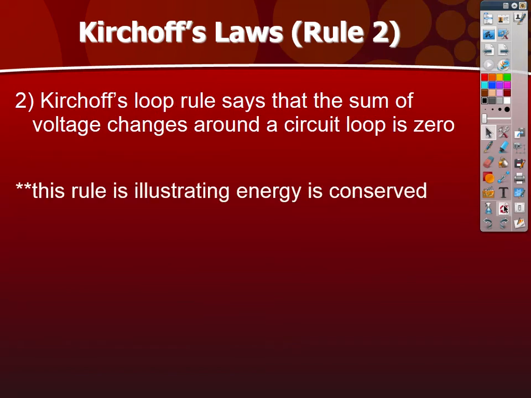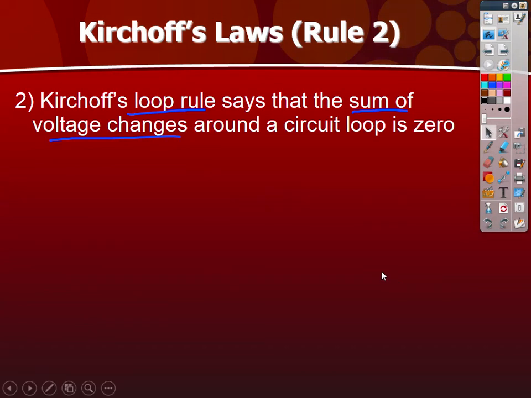In terms of Kirchhoff's loop rule, we have what's called the loop rule, and this says that the sum of the voltage changes around the circuit's loop is zero. That is a little bit strange. It's related to the fact that energy must be conserved. So the first rule is that charge must be conserved, and this one is that energy is being conserved. We'll come back to that.